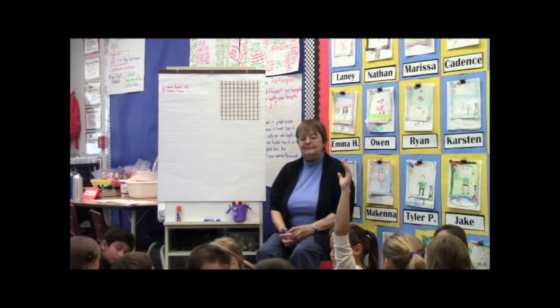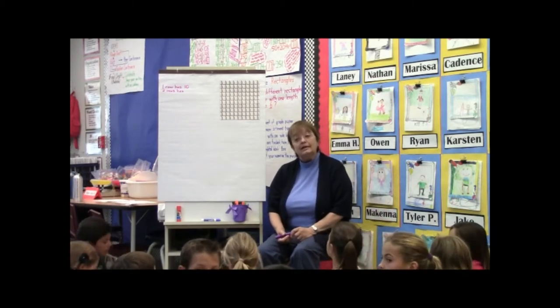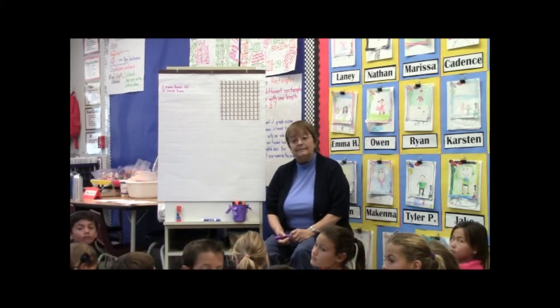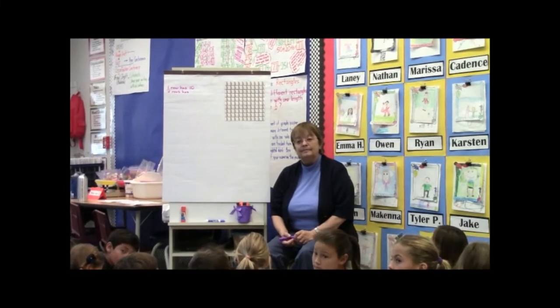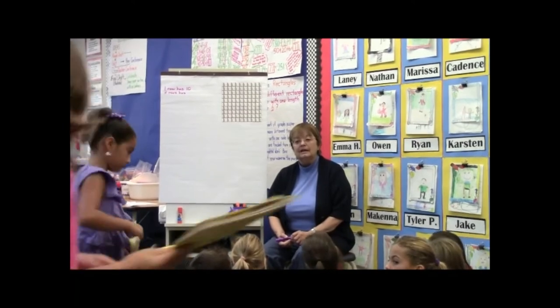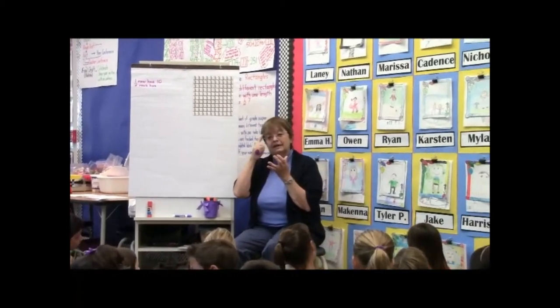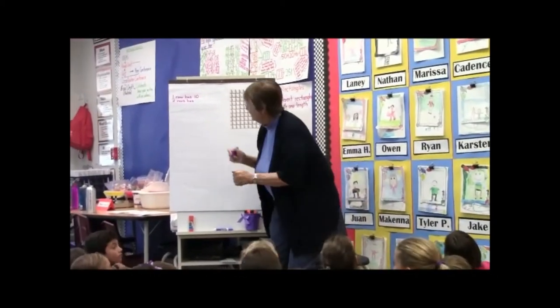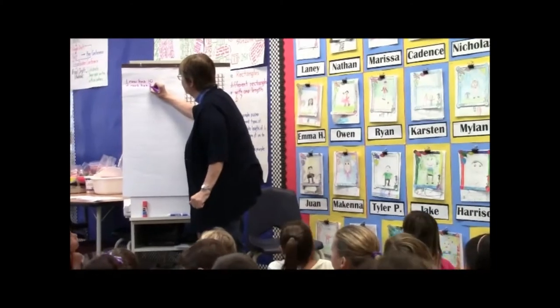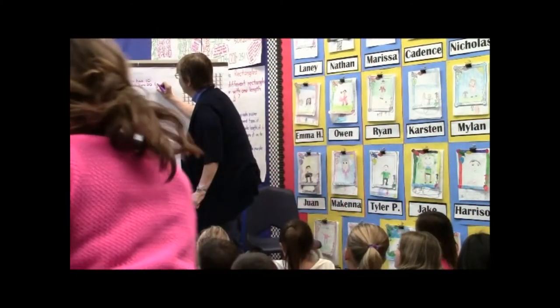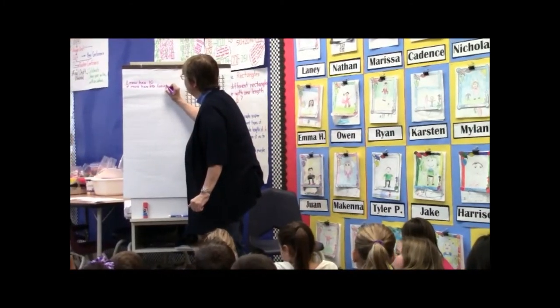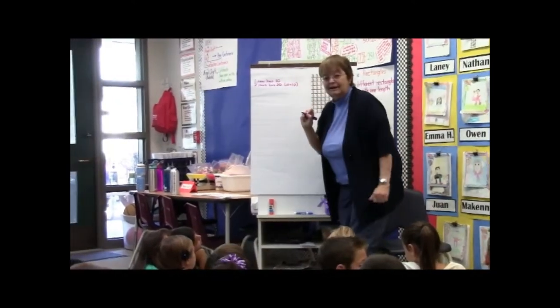I got 20. 20, and how did you get 20? Since the first row has 10, the second row has 10, so I got 20. So because each of the 2 rows had 10, did you go 10 plus 10 is 20? So 2 rows has 20, and the way to think about that was 10 in the first row and 10 in the second row. Is that right?